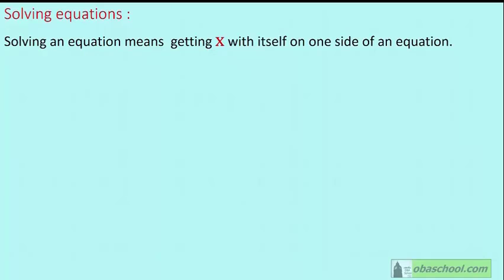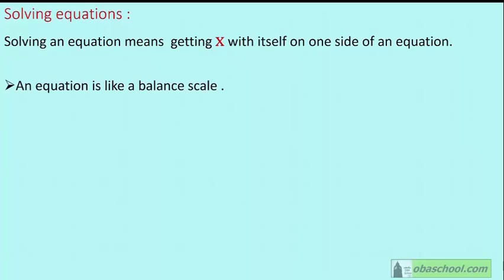First of all, solving an equation means getting x by itself on one side of an equation, which means that in order to solve an equation, the unknown value, which is x, must be on its own on one side of the equation, and all the known values must be on the other side of the unknown value.